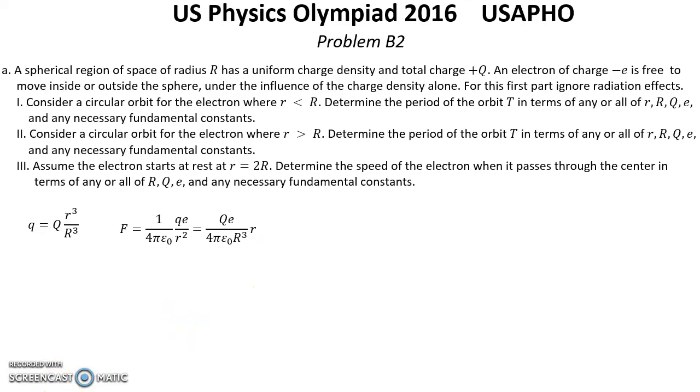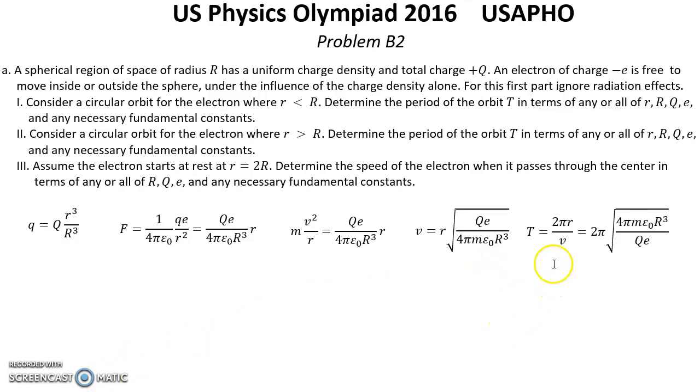We have the centripetal force, which is m v squared over small r, equal to the force from this small sphere with radius r. From here we can find the speed. The speed equals this expression. And finally we can count the total period. The total period will be 2 pi small r over speed v, which equals this expression. That was the answer for question 1.